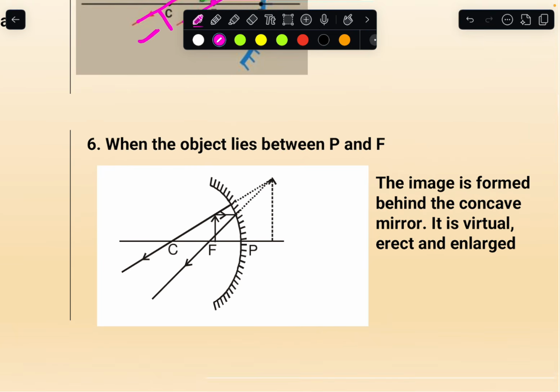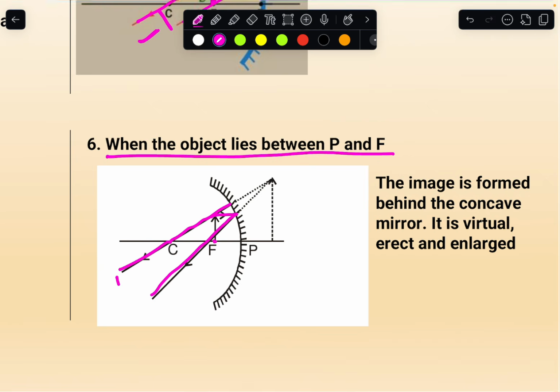But the last case in concave mirror, whenever the object lies between pole and focus, this is a very amazing point. This is the point due to which we use a concave mirror as a dentist mirror. So here the object lies between focus and pole. I am using rule number 1: whenever a ray is parallel, it will pass through the focus. Then rule number 3, center of curvature, retrace its path.